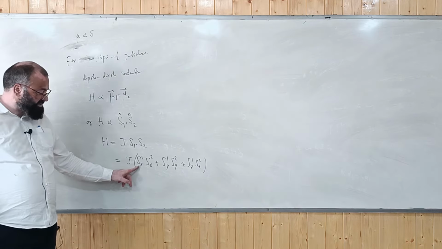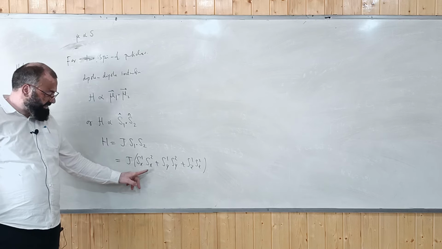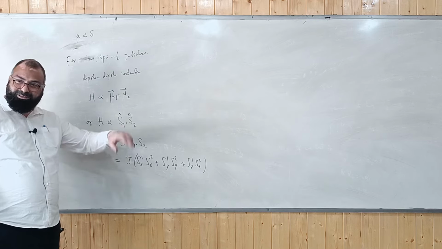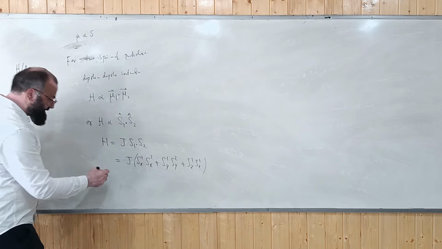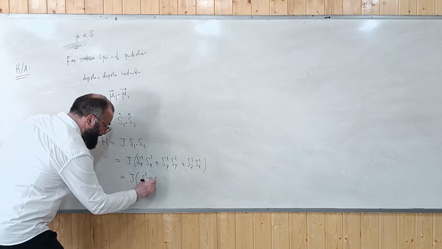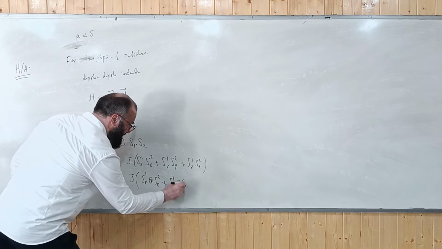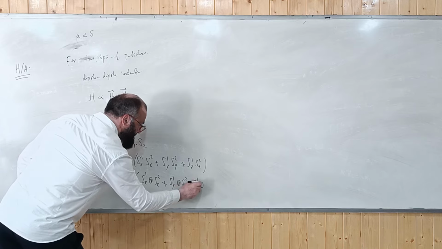Now look here. Since Sx1 is an operator in the Hilbert space of particle 1, and Sx2 is in the Hilbert space of particle 2, this is essentially Sx1 tensor Sx2 plus Sy1 tensor Sy2 plus Sz1 tensor Sz2.